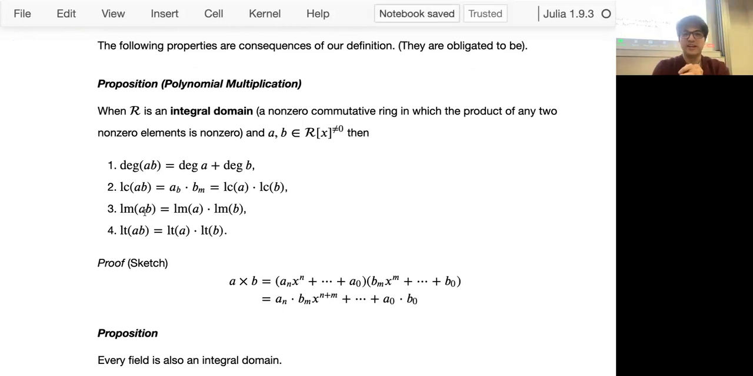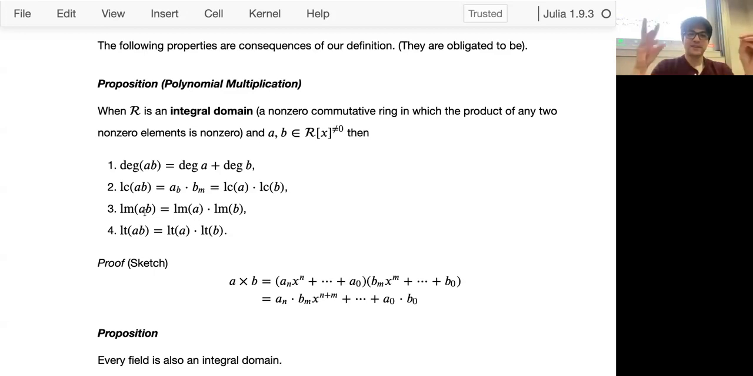Then the following properties of polynomials exist. The degree of A times B is the sum of the degrees. Is there a problem? Oh, leading coefficient, leading monomial, leading term. Sorry about that. Always ask, because a lot of this is second nature to me, but it may not be for you.